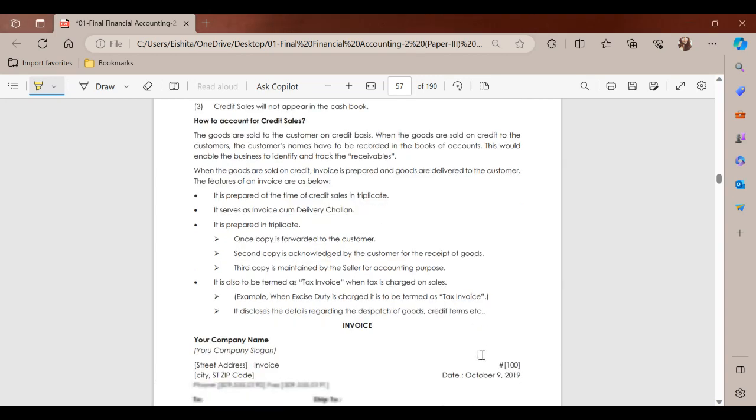So how to account for credit sales? This is the second topic. The goods are sold to a customer on a credit basis. For some customers we will give credit of 30 days, for some customers credit of 20 days, and for some customers we will extend the credit to 45 days. When the goods are sold on credit, the customer's name is essential. In a cash sale, the customer name is not essential, but in a credit sale, the customer name is essential. It is to be recorded in the books of account.